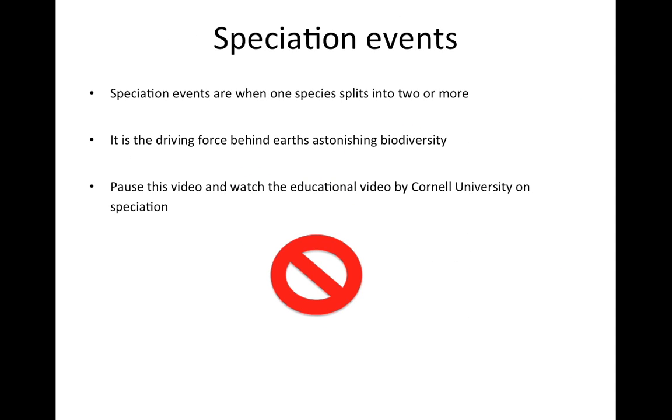So speciation events are when one species splits into two or more, and it is the driving force behind Earth's astonishing biodiversity. Now I want you to pause this video and watch the educational video by Cornell University on speciation. It's fantastic. It takes what is really complicated for me to describe to you just via images and talking alone, and it does it in a video, and I find it really, really great. It should be at the bottom of this page, just below this presentation. If it's not for whatever reason, then it's also on the evolution lecture page as well, so you can find it. I'd pause this video and watch that before we continue.